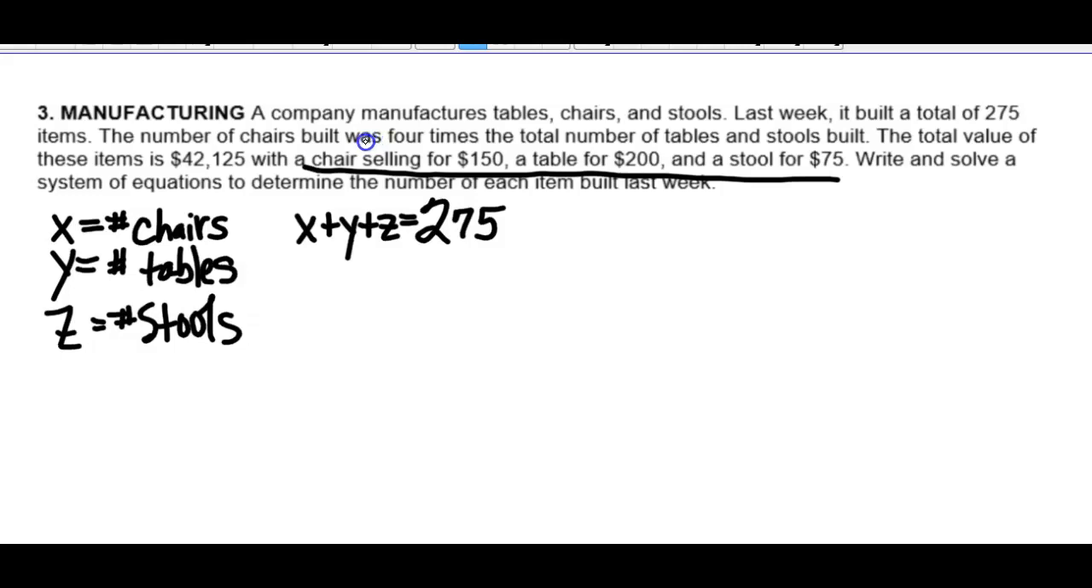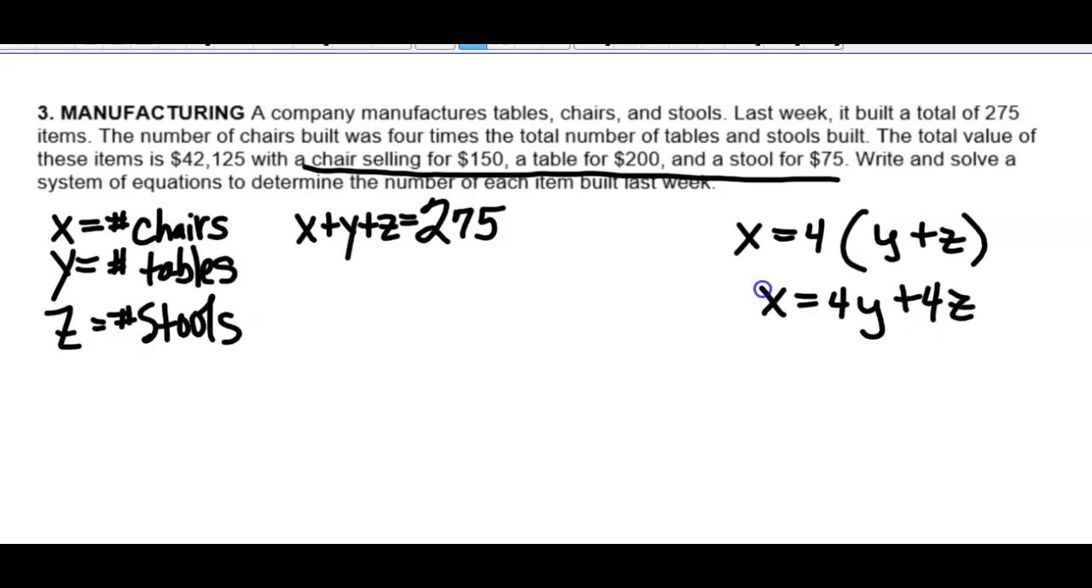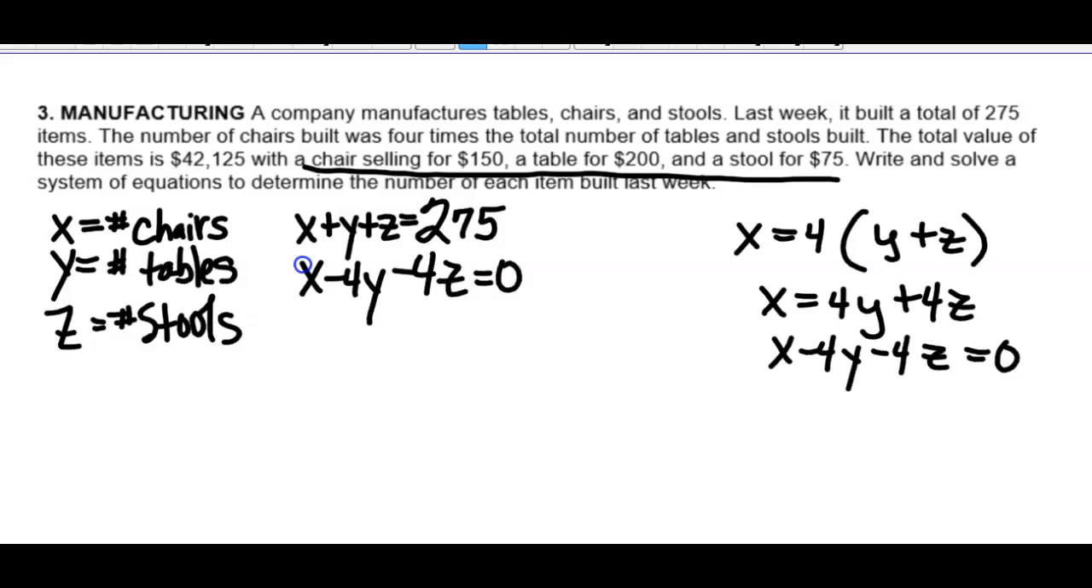And then there's a weird one in here. Okay. It says the number of chairs built was 4 times the total number of tables and stools. They built a lot of chairs. So if I distribute and I subtract all this over, there's the equation I get. So that's what I'm going to write. X minus 4y minus 4z equals 0.